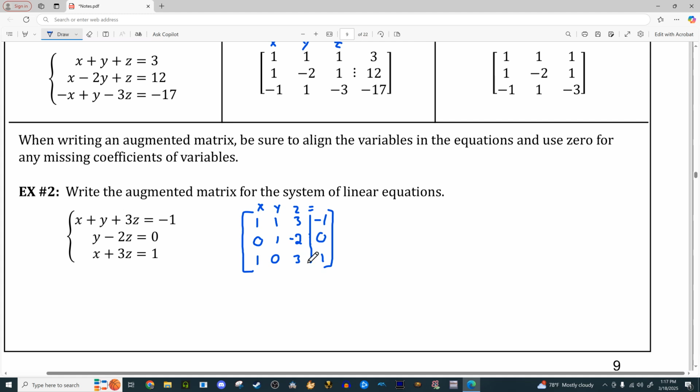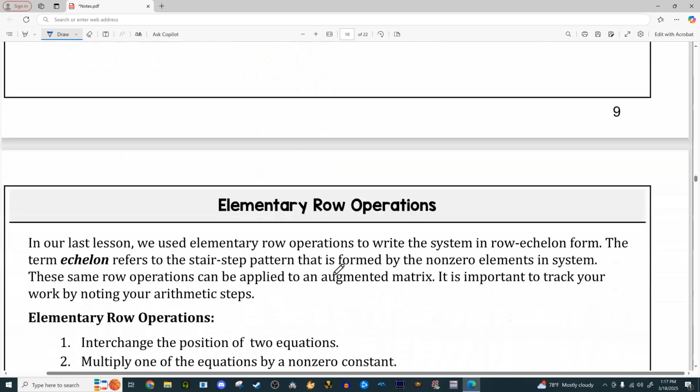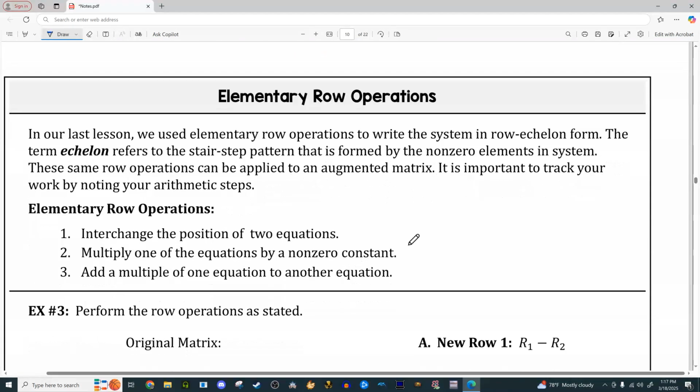So you have to wonder, what could we do with this? It was easy to write it as a matrix. What could we do with it? We're going to be doing what's known as elementary row operations. In the last lesson, we were talking about getting stuff into row echelon form. Here's the reason we did it.